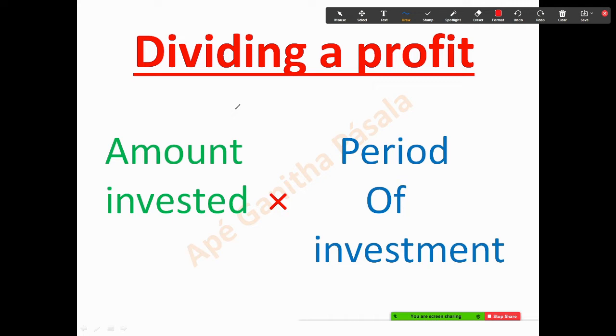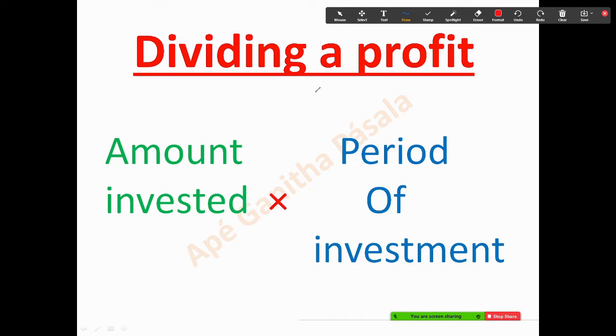When someone starts a business, they invest some money. So we have to consider the amount invested and the period of investment. Period of investment means how many months his money was in the business. Amount of investment means the amount of money he invested for the business.